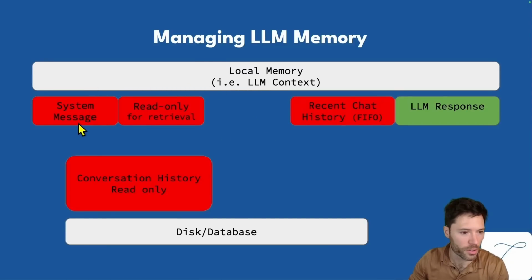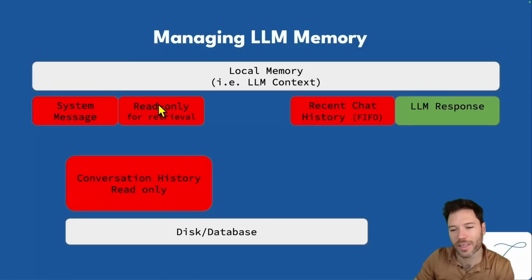So the context has got a portion for the system message, a portion for read-only retrieval. I'll recover that in a second. There's space for the recent chat history, so a certain number of turns actually defined by number of tokens. There might be enough to fit, say, the 5 last turns of conversation or 10 turns, depending on what size you allocate for this recent chat history. And then there needs to be enough space for the LLM response.